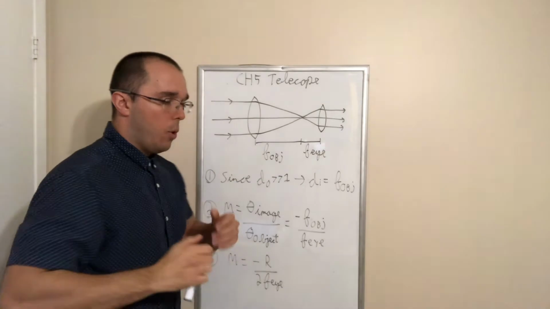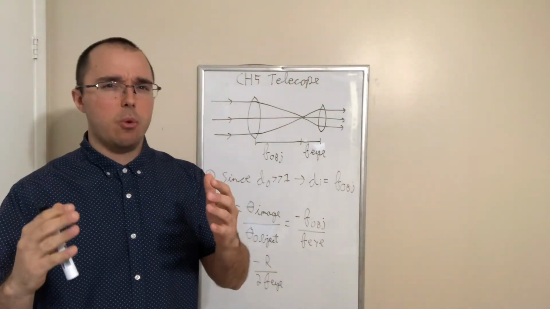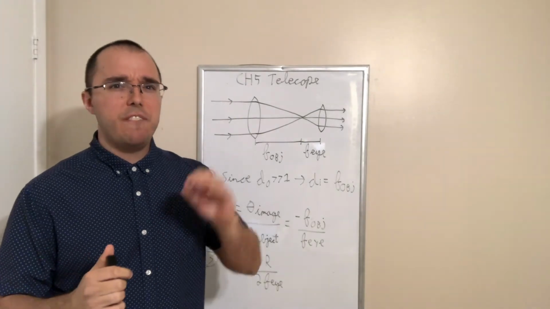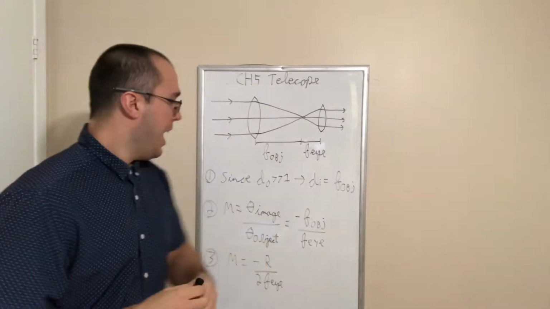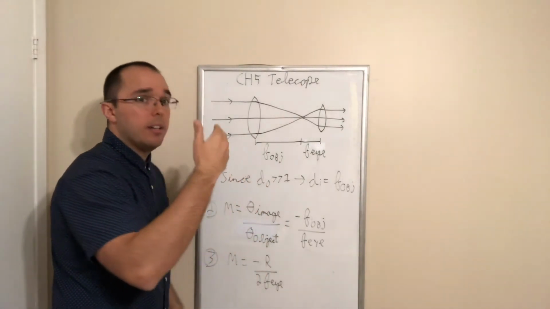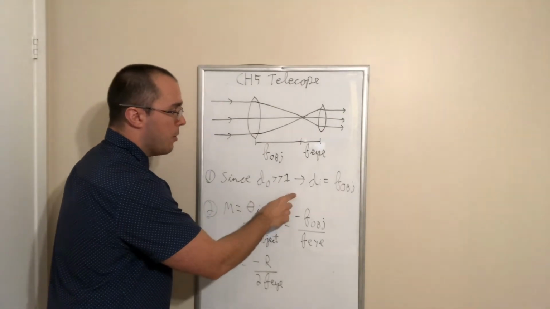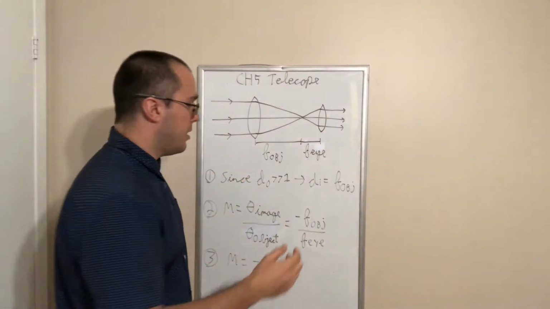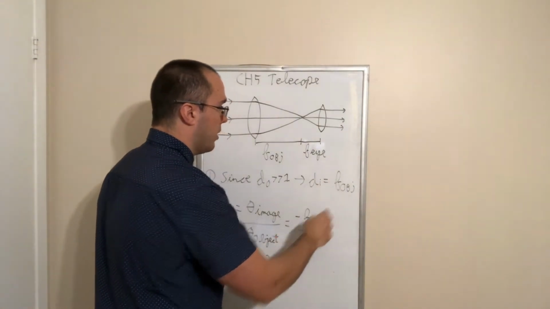Now, one important aspect to keep in mind when we are talking about telescopes is that telescopes are used to look at very far objects, at very distant objects. That means in our distance formula that DO is very big. What that means is that the distance of the image will be exactly at the focal point.